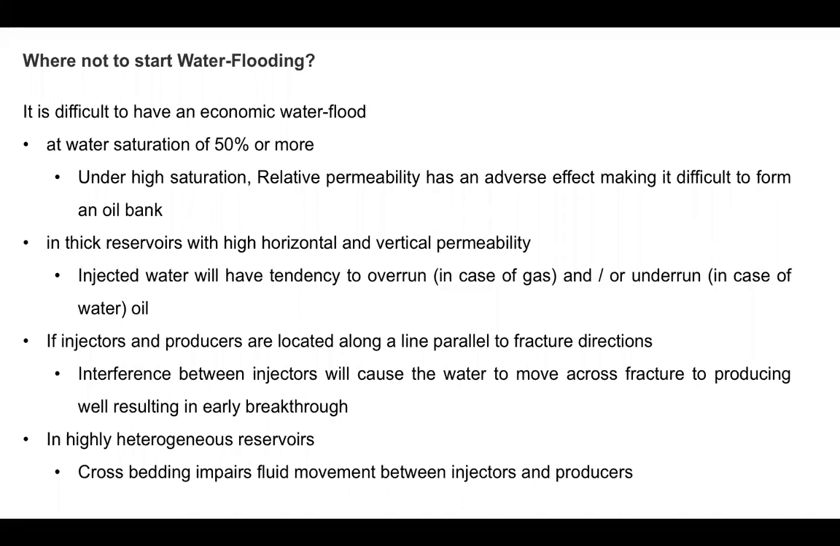If your injectors and producers are located along a line parallel to the fracture direction, then also it will be a problem for you, because here the fracture will be acting as a conduit. So better to avoid flooding in that scenario. And lastly, in highly heterogeneous reservoirs, if there is no clear communication between your injector and producer, then you might not know where your water is going. Your water might not reach your producer, might not be able to create the oil bank. So it is recommended to avoid flooding in highly heterogeneous reservoirs.